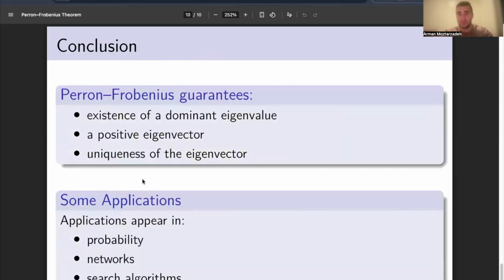So to conclude, the Perron-Frobenius theorem guarantees that positive matrices have a dominant eigenvalue and a unique eigenvector with positive entries. These properties explain why repeated multiplication by such matrices leads to stable long-term behavior. And also because of this stability, it plays a huge role in topics such as probability, network analysis, and search algorithms like PageRank. And that is all.